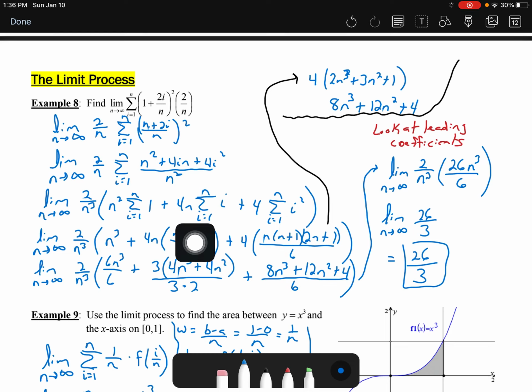Now we can use our formulas for a constant, for i to the first, and for i squared. The formula for when it's a constant is just the constant times n, so that's 1 times n, and then we have the n squared here, so that's why this becomes n cubed.